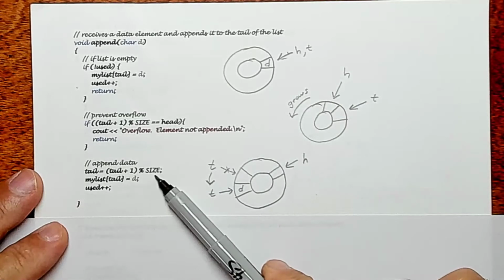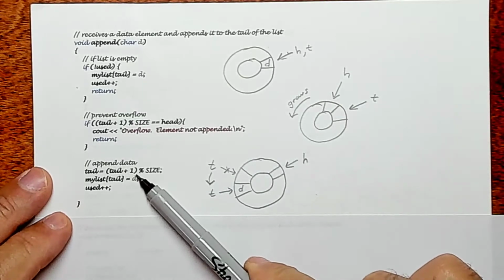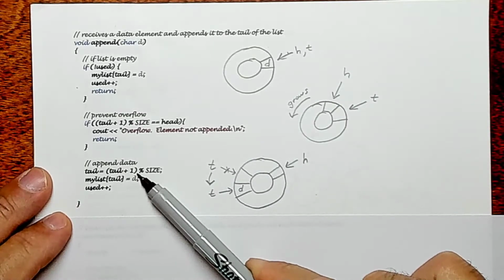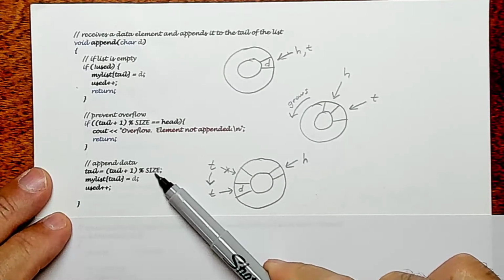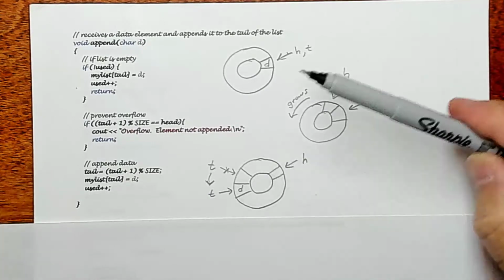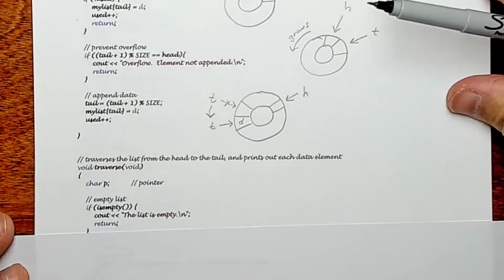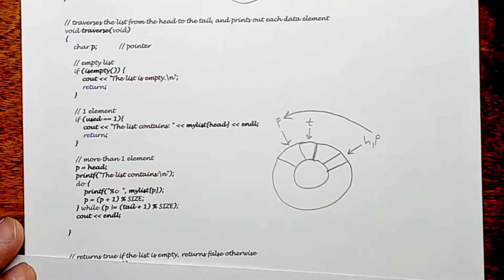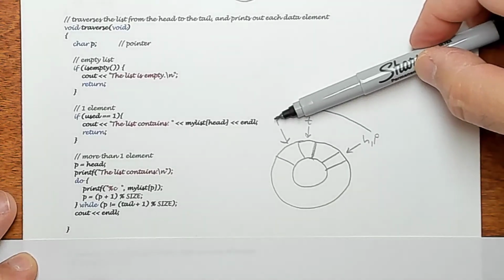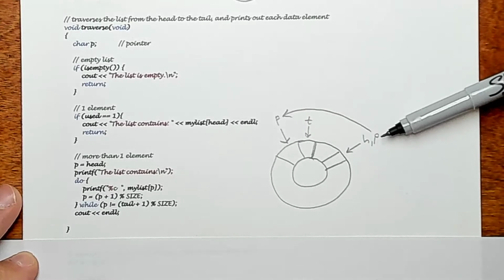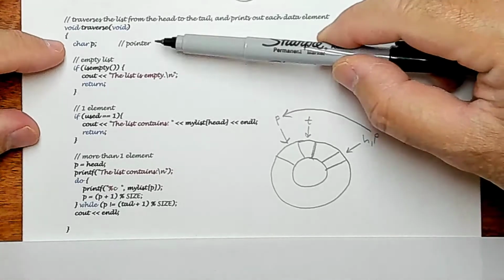Okay, and then this modulo size, this is so that when we get to element 9, we roll back to 0 by modding by, in this case, 10. Okay, so that's append. Let's look at the traverse algorithm. So traverse just walks through this guy and prints out items that are in here. So let's walk through it.